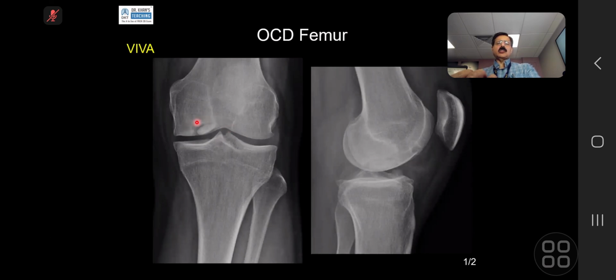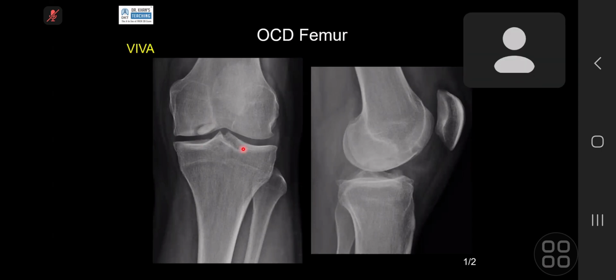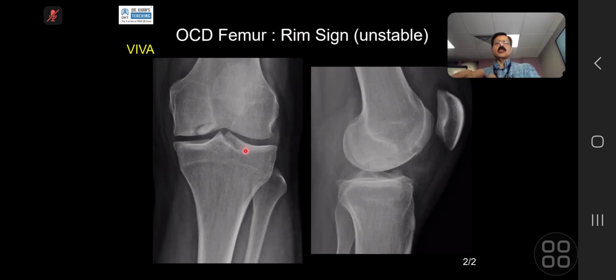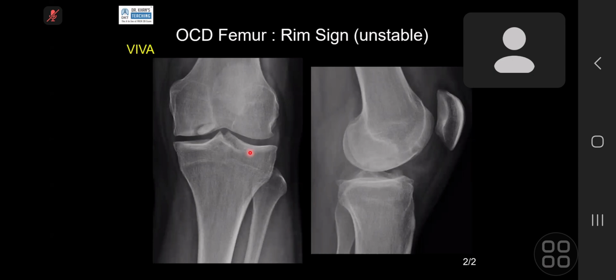This osteochondral lesion, what will you highlight to the clinicians about this osteochondral lesion? So I believe that this is unstable because there is a lucency surrounding it. Excellent. Well done. So this is a ring sign, which is a sign of an unstable osteochondral lesion.